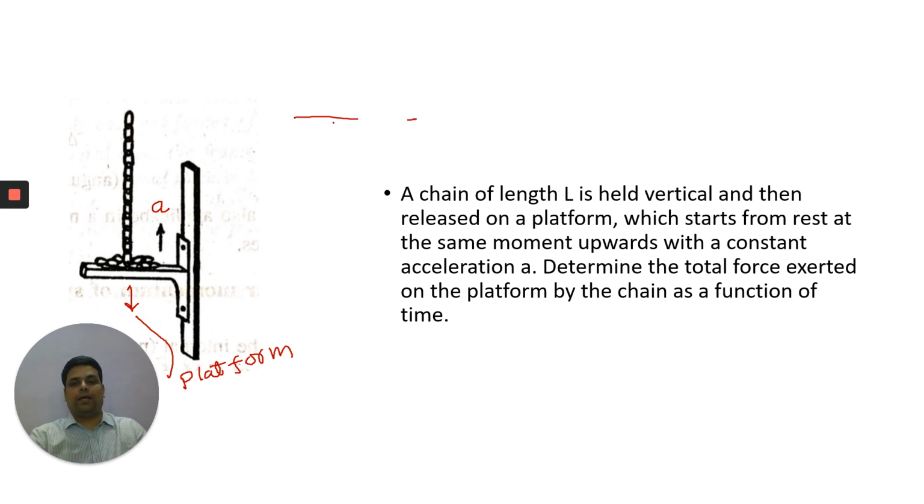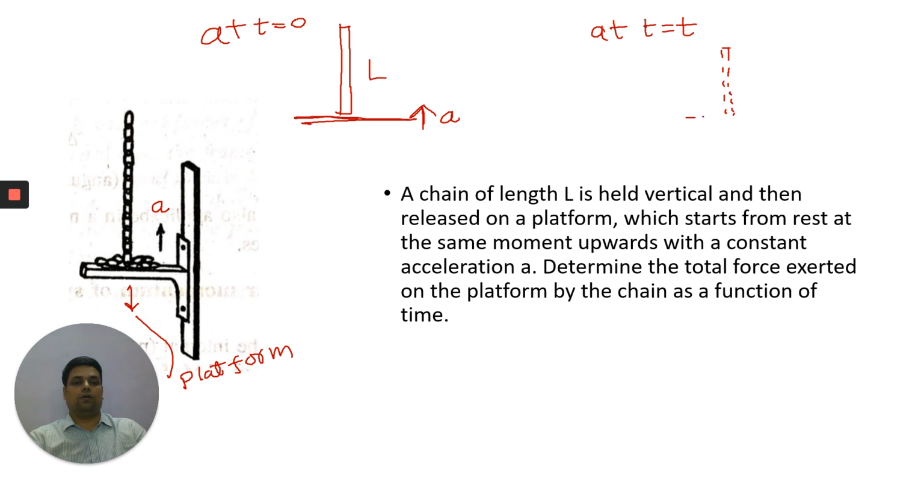Say at t equal to 0, you have all the chain of length L, and this has started to accelerate up. But at t equal to some t, say now the standing length is some y, and this is accelerating. Now you have some heap of the chain sitting on this platform. So let's work out the problem relative to the platform.